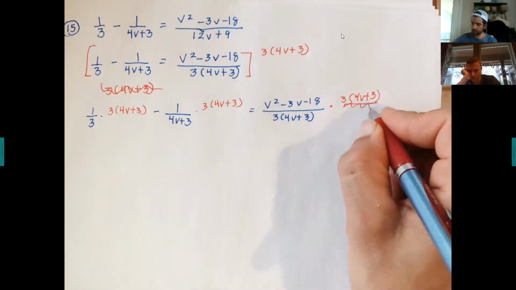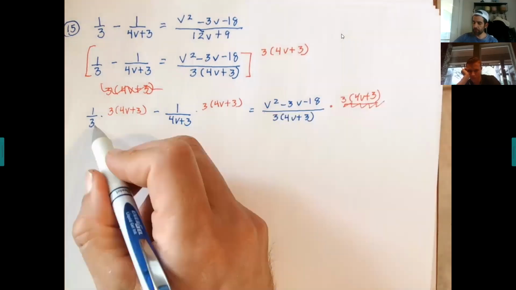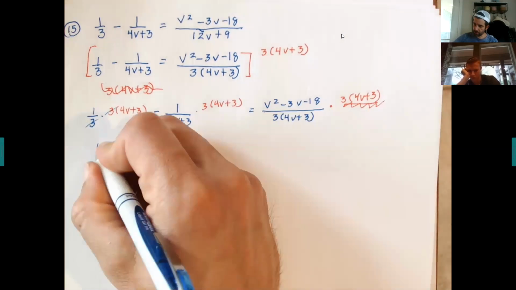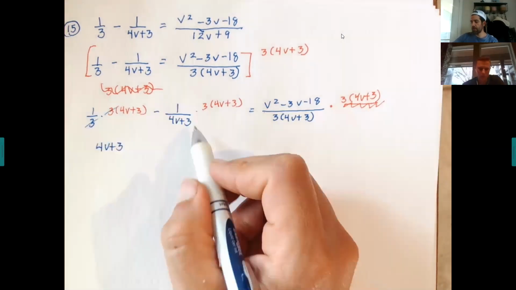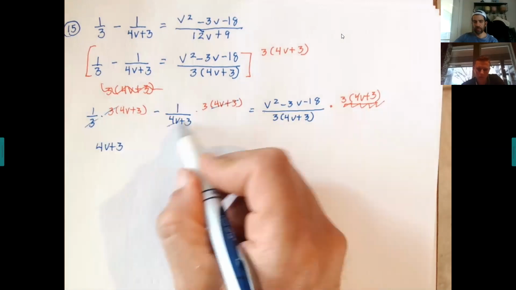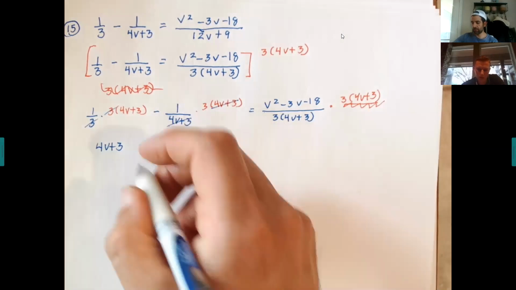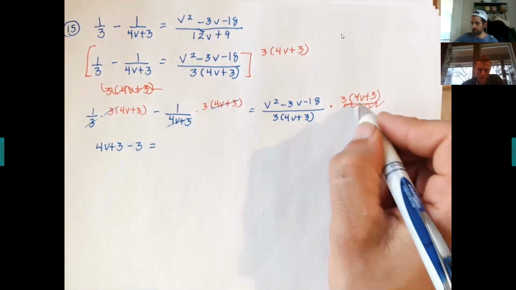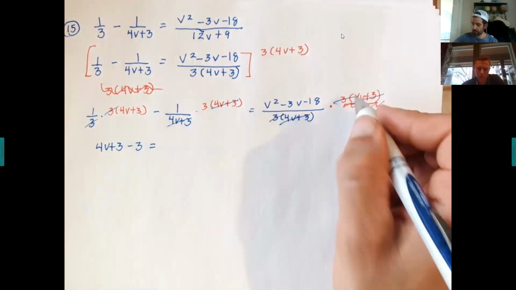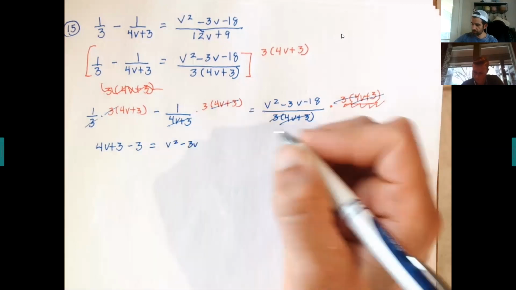I don't know why I put those together. But anyway, that's going to cancel with this. So I end up with 4v plus 3. Now this right here cancels with that, and now that's a negative 1. So negative 1 times 3 is negative 3. And then this is going to completely cancel with that. So you have v squared minus 3v minus 18.